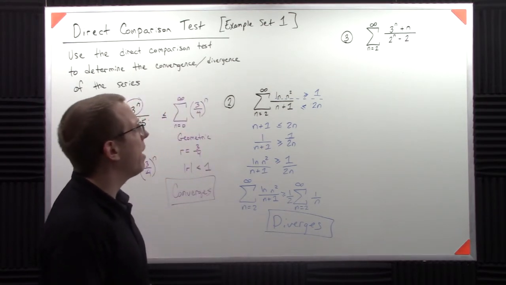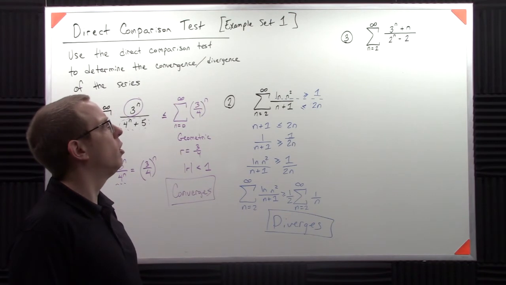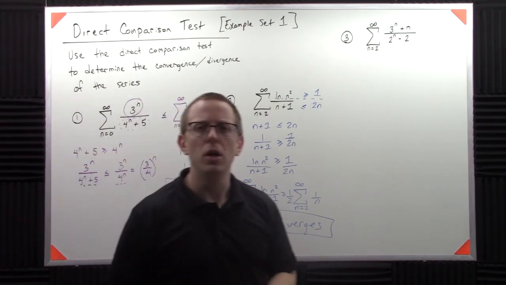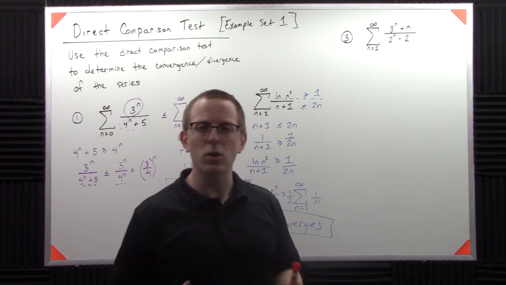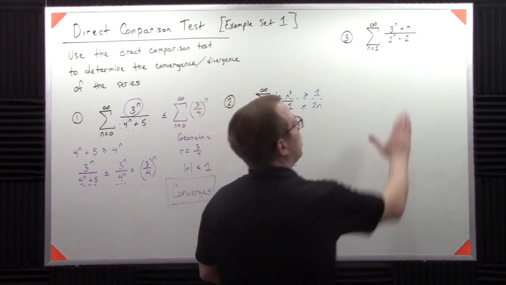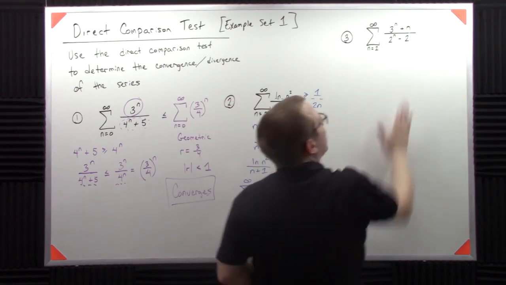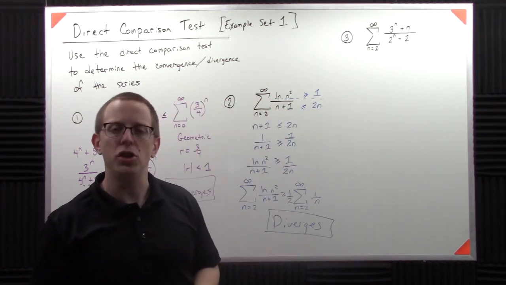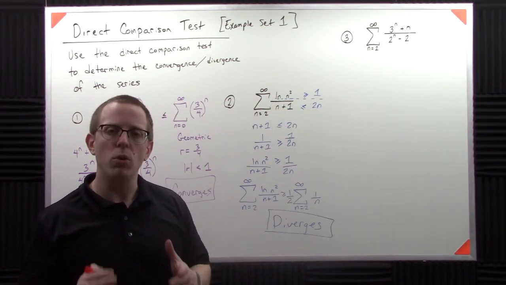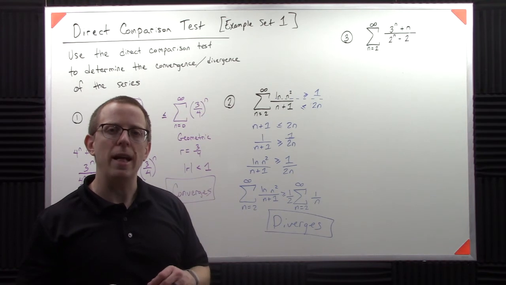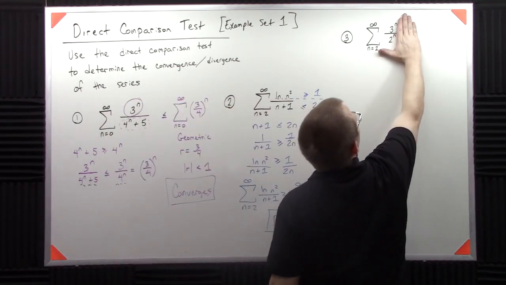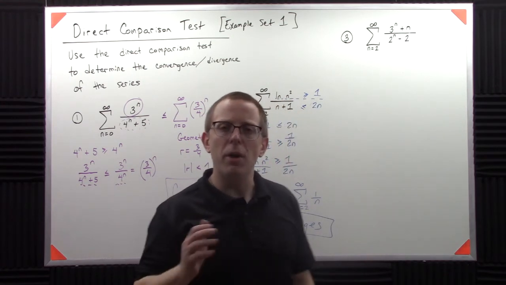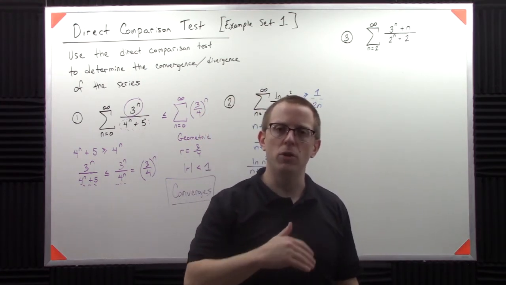So finally we have 3 to the n plus n over 2 to the n minus 2. In this particular case, what I notice is this kind of looks like a geometric series to me. Like if I just hide those terms, that looks like a geometric series. So what I want to do is say, okay, how do I get there? Well, the first thing I want to say is, am I trying to prove convergence or divergence?